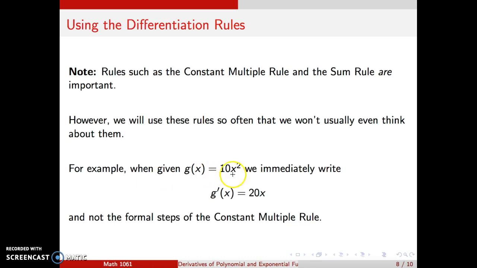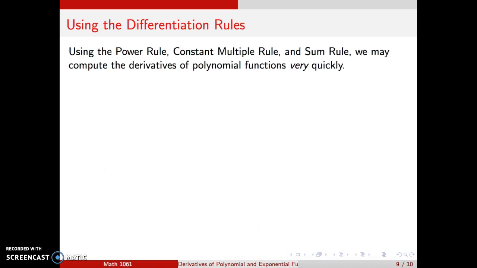And this kind of goes back to an earlier thing I mentioned. If you had something like g of x equals 10x squared, you don't think about this as a constant multiple rule and so on. You just jump straight to this. And you probably just say, I use the power rule, and don't even think about the constant multiple rule. Certainly, in practice, you don't write out those steps. So with practice, you'll all be pros at this, and you'll get it pretty quickly.